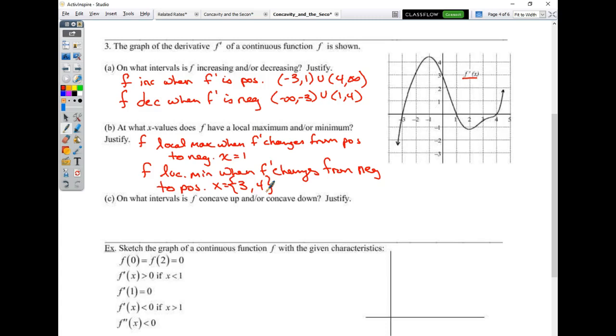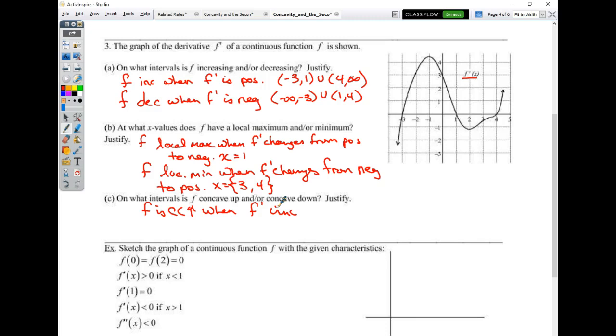Finally, see on what interval f is concave up or concave down. We know that f is concave up when, now there's no f double prime, so this is going to be important, f is concave up when f prime increases. Notice I didn't say f double prime, unless you plan on actually showing me what f double prime is. If you plan on graphing f double prime, you cannot defend with f double prime. You have to defend with f prime.